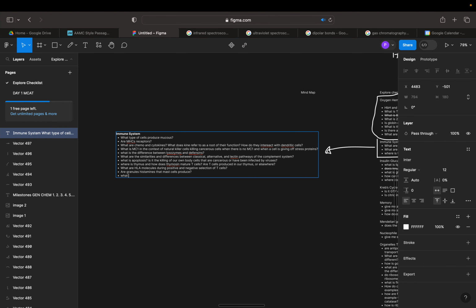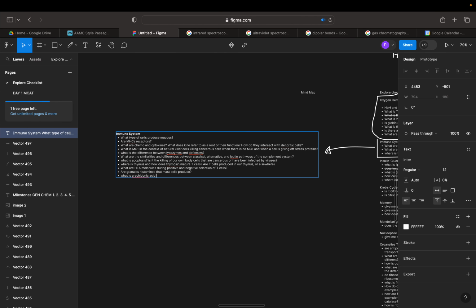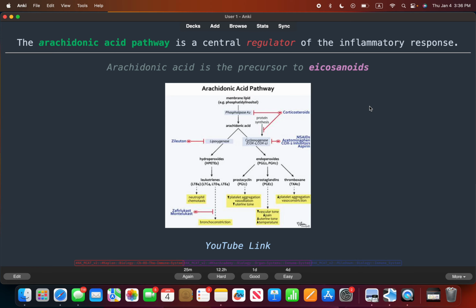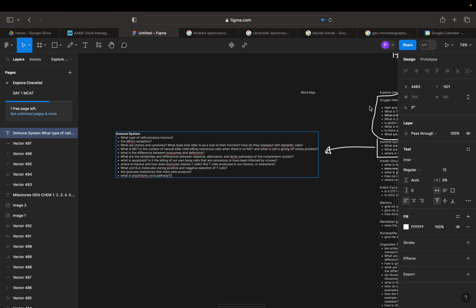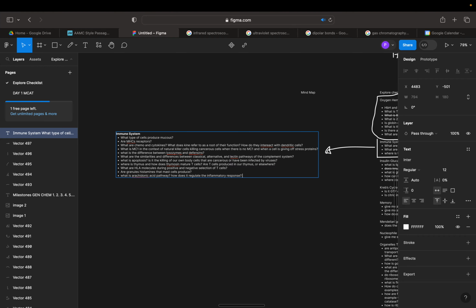We know now that the arachidonic acid pathway is a regulatory pathway, a central regulator for the inflammatory response. How does it regulate the inflammatory response? And arachidonic acid is precursor to eicosanoids. What are eicosanoids? And what do they do?